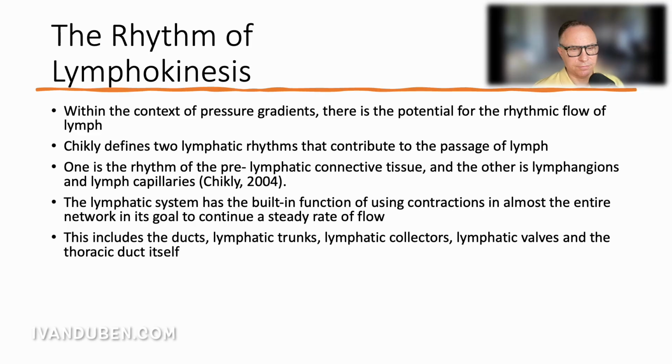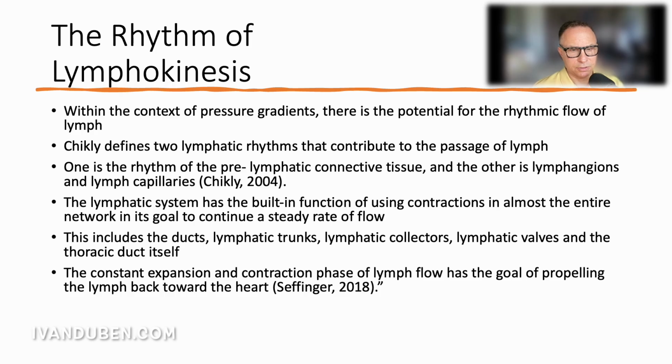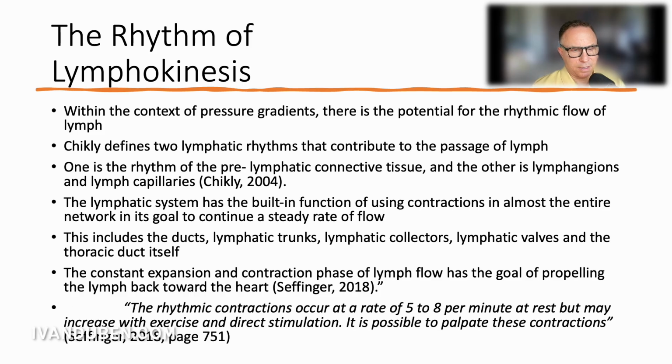This includes the ducts, lymphatic trunks, lymphatic collectors, lymphatic valves, and the thoracic duct itself. The thoracic duct I'll cover in this presentation as well, and it has a capacity to expand and contract. The constant expansion and contraction phase of lymph flow has the goal of propelling the lymph back toward the heart. And from Seffinger, the rhythmic contractions occur at a rate of 5 to 8 per minute at rest, but may increase with exercise and direct stimulation. It is possible to palpate these contractions.